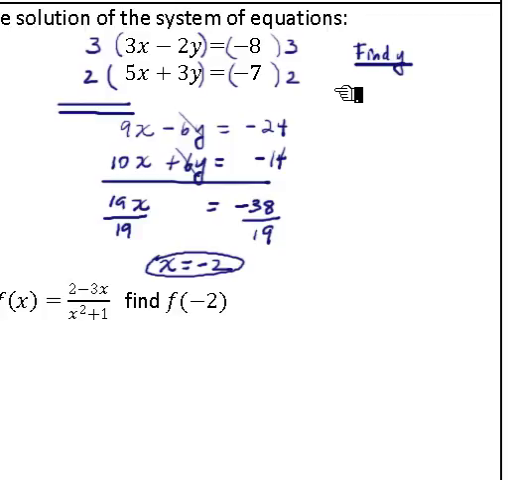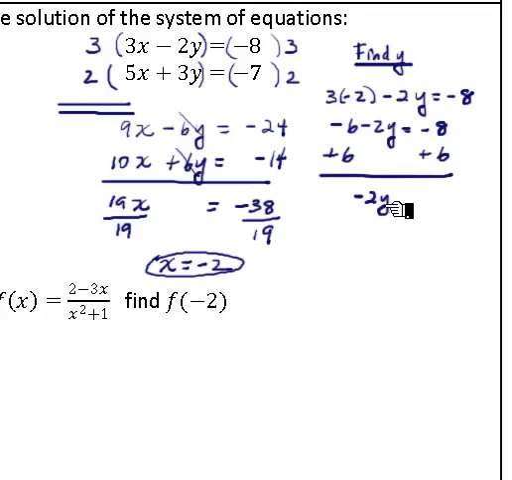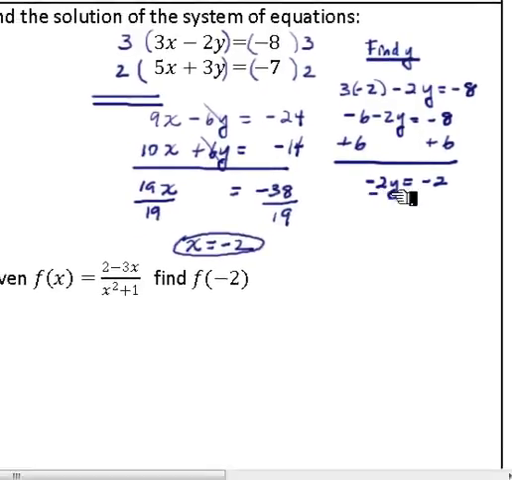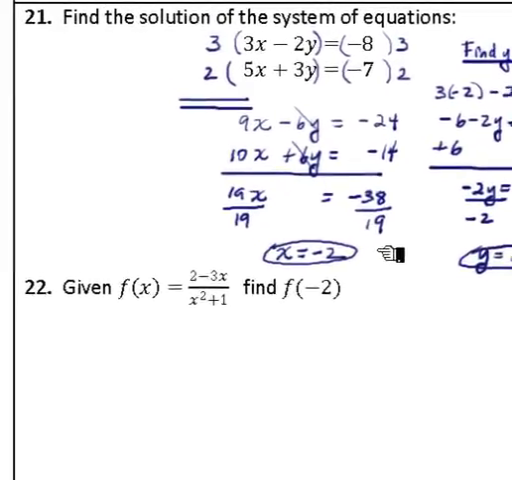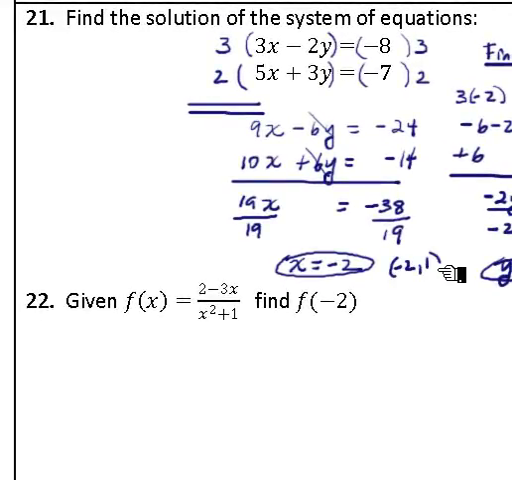So we have 3 times minus 2 minus 2y is equal to negative 8. All right, so that's minus 6 minus 2y is equal to negative 8. All right, add 6 to both sides. And we have minus 2y is equal to minus 2. And just divide by minus 2, and we have y is equal to 1. So our solution would be the pair of numbers, x equals minus 2, y equals 1. We could write them as a pair, minus 2, 1, in point form.